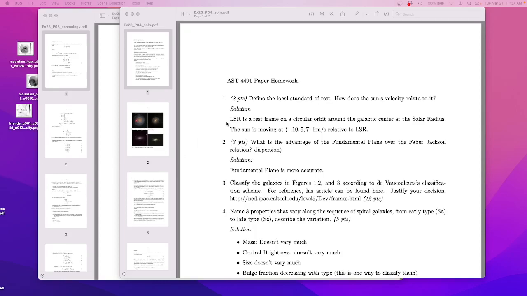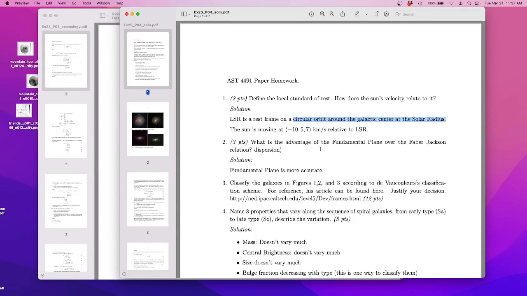The local standard of rest is a fictitious rest frame on a circular orbit at the solar radius. That's the important thing. One, it's a fictitious orbit at the solar radius. And that's the important bit. It's not the average of the stars. It's not the motion of the sun. It's, in fact, decidedly not the motion of the sun. It's a reference frame in the galaxy.